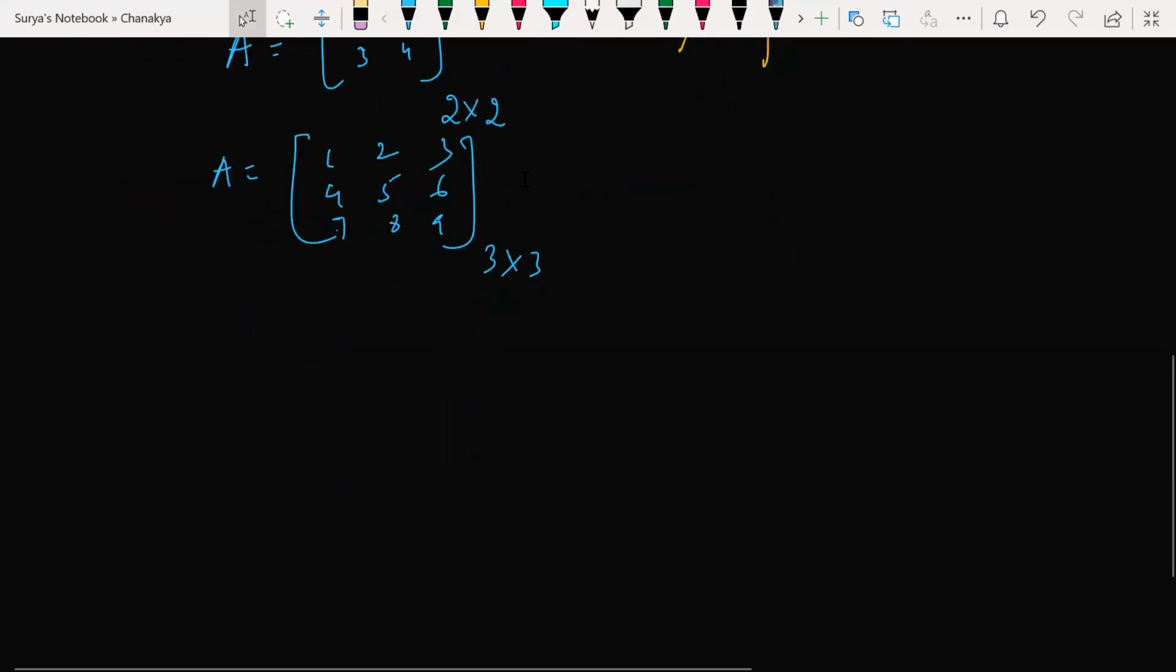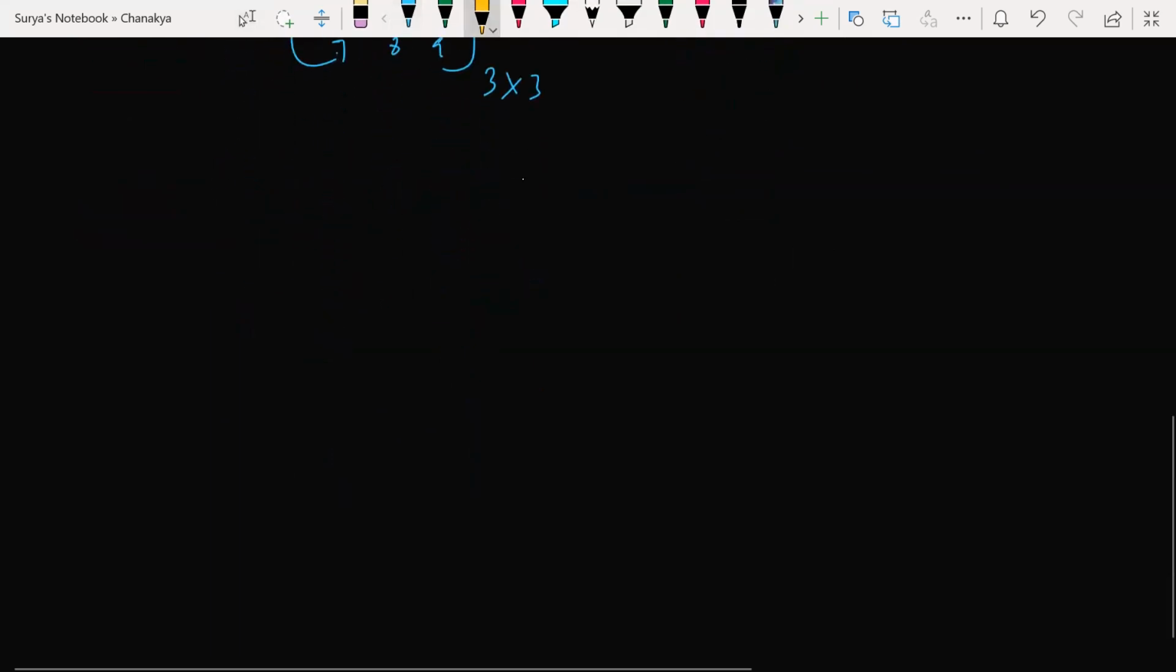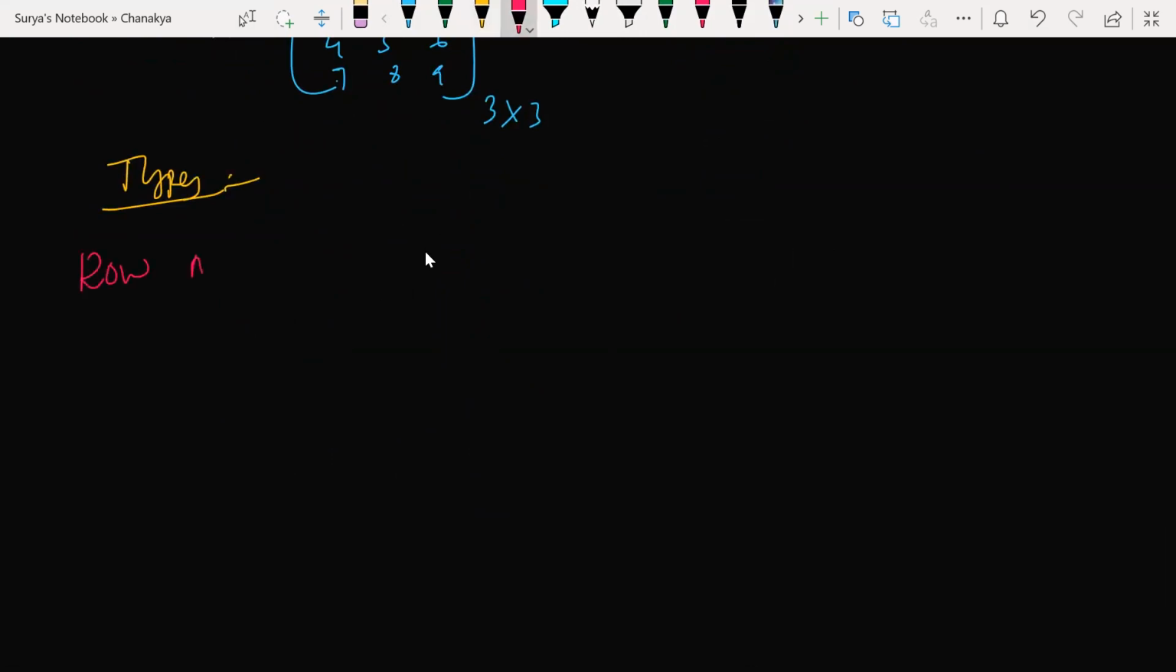Next, we'll talk about the types of matrix. What is the first one? Row matrix. Row matrix is nothing but what? Only one row. For example, let's say A matrix is equal to 1, 2, 3. This is a row matrix having only one row.